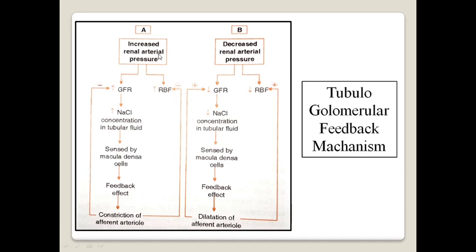Suppose there is an increase in renal artery pressure. When will it occur? When the systemic arterial pressure is increased. Suppose in case of hypertension, persistent hypertension or acute, severe hypertension is there in a person. So what will happen? Due to the raised systemic arterial pressure, there is increased arterial pressure in the abdominal aorta, increased arterial pressure in the renal artery. Because of increased arterial pressure in the renal artery, what will happen?